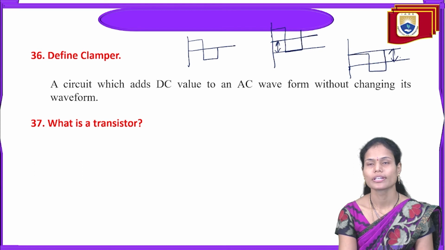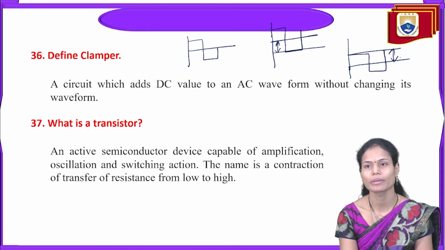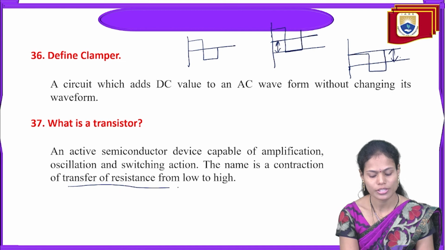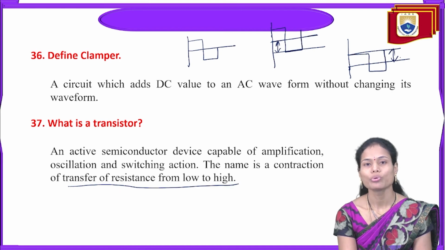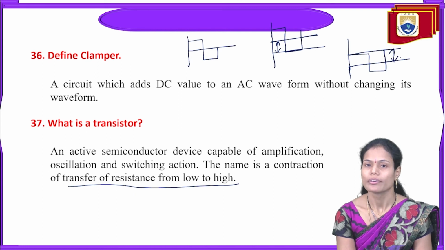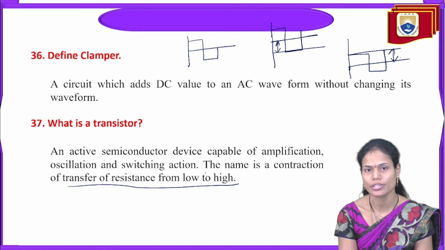And next, what is a transistor? A transistor is an active semiconductor device. It is capable of performing amplification as well as switching and oscillation. The name is a contraction of "transfer of resistance" from low to high. Transistor means transfer of signal from the low resistance region to the high resistance region.